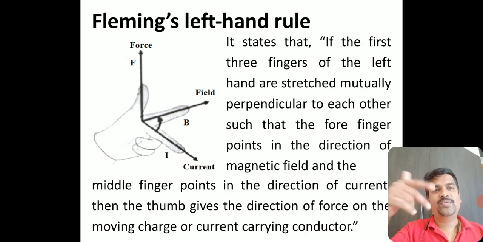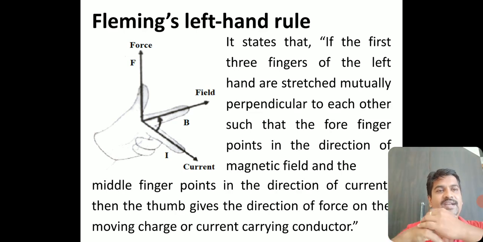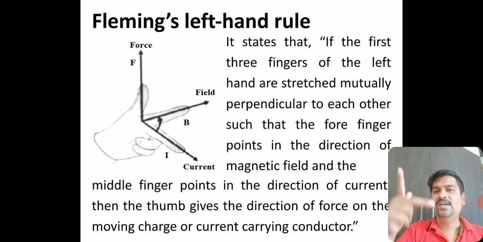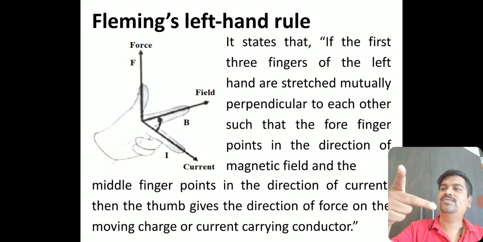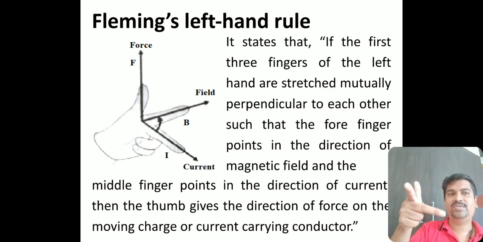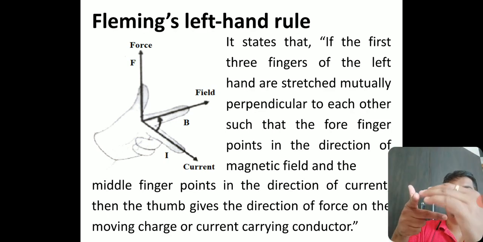I told you what could be the direction of the force experienced by the charged particle. It is very clearly explained by Fleming's left hand rule. First you stretch the first three fingers of your left hand, which are mutually perpendicular to each other. Now this forefinger will direct the direction of magnetic field.